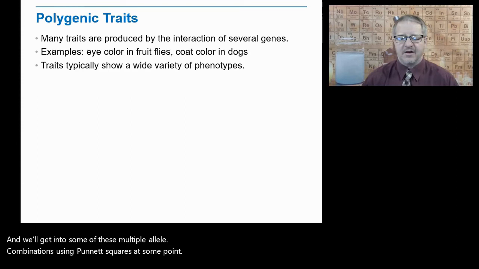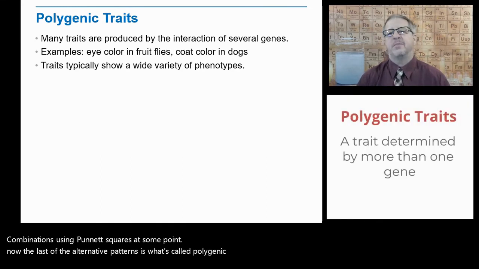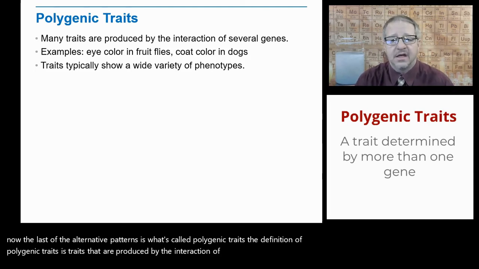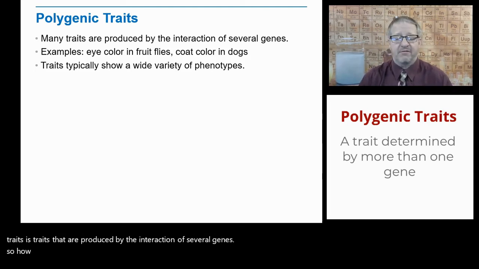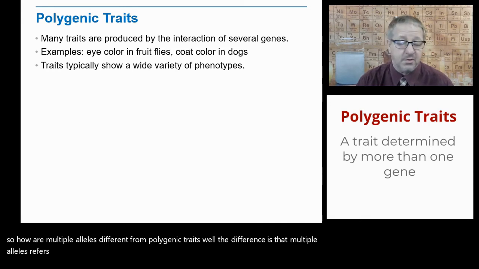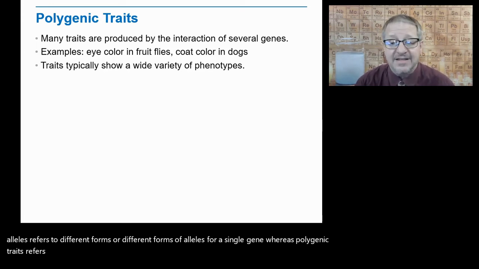Now, the last of the alternative patterns is what's called polygenic traits. The definition of polygenic traits is traits that are produced by the interaction of several genes. So how are multiple alleles different from polygenic traits? Well, the difference is that multiple alleles refers to different forms of alleles for a single gene, whereas polygenic traits refers to multiple genes that influence a single trait.